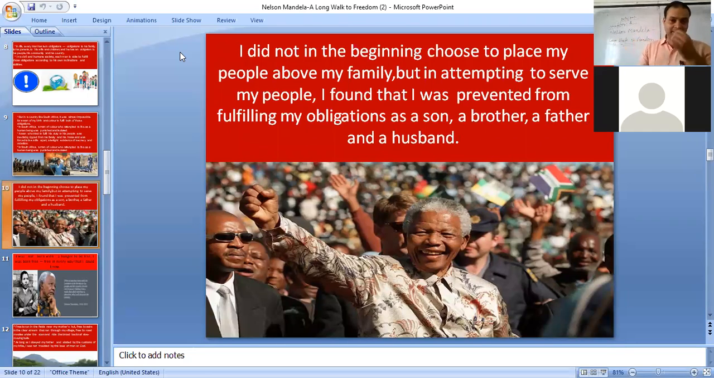What is he saying? He is saying that in the beginning he did not choose to place his people above his family. In the beginning, he kept his family above and his country after. But after some time, he found that he was prevented from fulfilling his obligations as a family member and as a countryman. He put his obligations first.